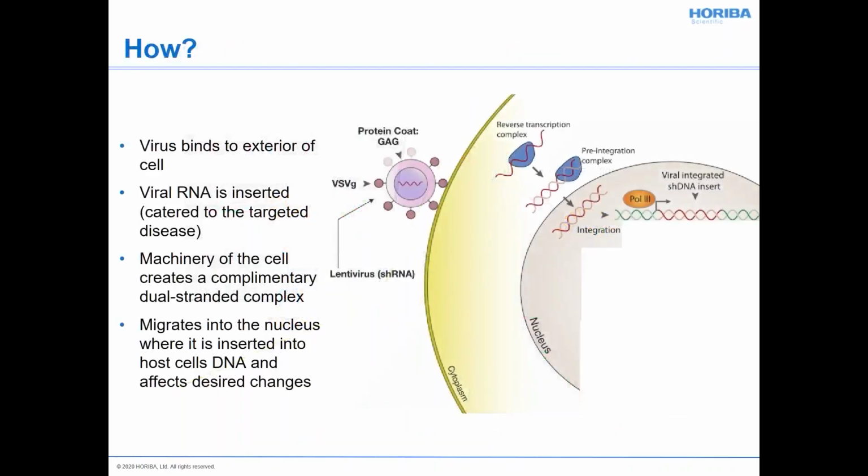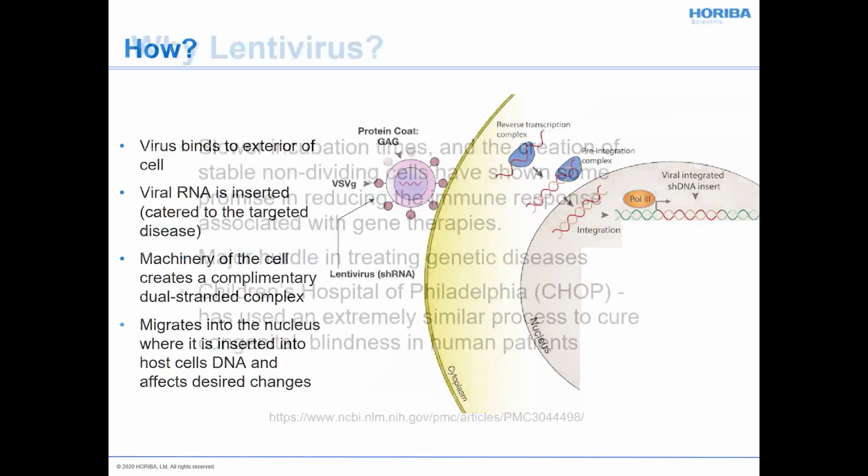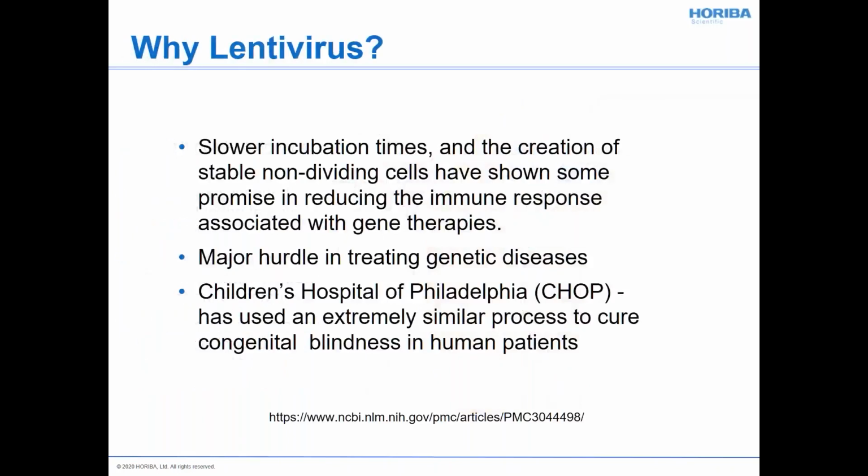So the process: the virus binds to the exterior of the cell. We insert the RNA. The cell machinery creates the RNA-DNA complex, which migrates to the nucleus where it's inserted into the DNA and causes the desired changes. Why lentivirus? Well, its slower incubation time and creation of non-dividing cells means it reduces the immune response associated with gene therapy. And that's important, and you see where we're going with this comment on gene therapy.